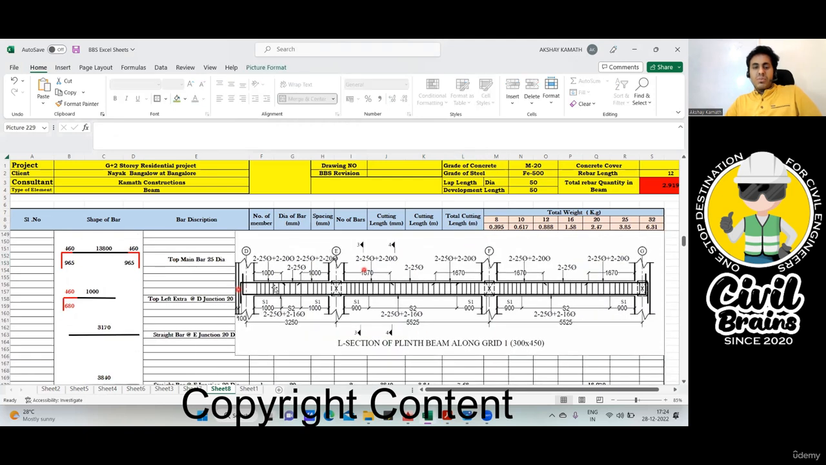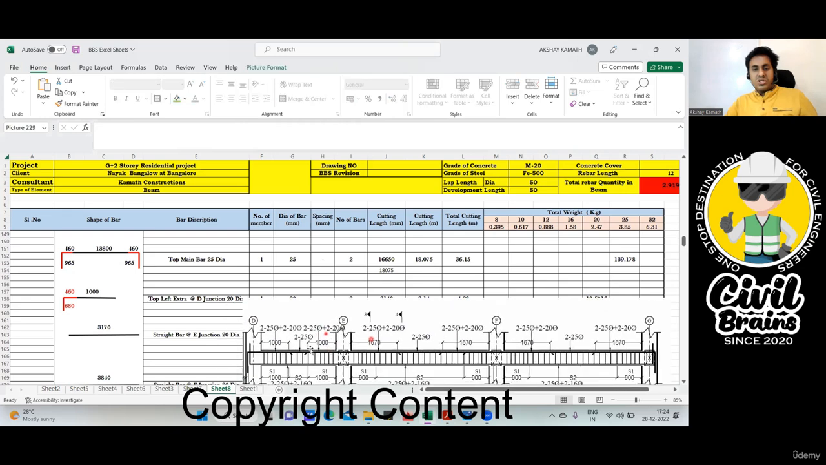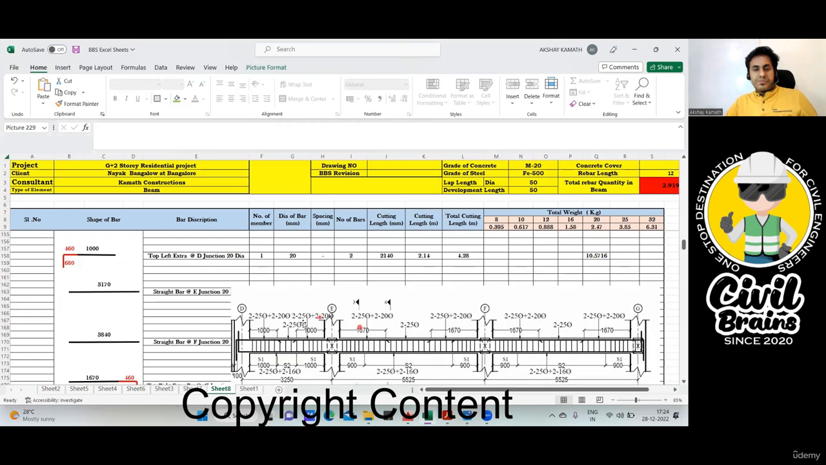Next is top left extra. We know this is 1000, this will be 460, and this will be the development length minus 460. So I've written 1000 here, 460, and 57 times the diameter of the bar minus 460. And how many bars? It's a 20 diameter 2 bar. How did I come to know? Because 25 dia 2 has already gone in the straight portion, so this will be 20 dia 2. So I've written 20, and 2. Cutting length you know how to find. This will be calculated, then this, and then this.